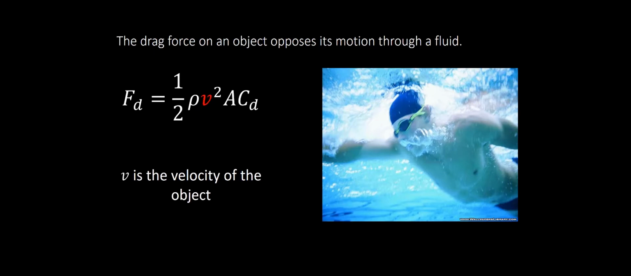V stands for velocity, which is simply the speed and direction of the object. If the object is stationary, then the V also stands for the wind speed. The A stands for area, which is how big the object is when you look at it from the front. And finally, CD is the coefficient of drag, which is a constant attributed to the shape of the object we're looking at.